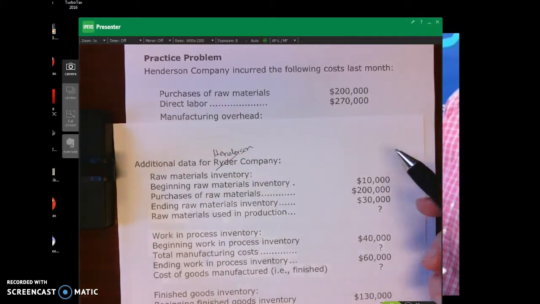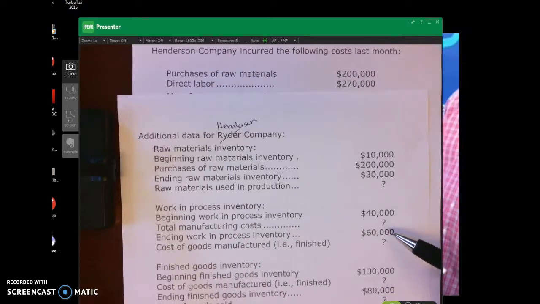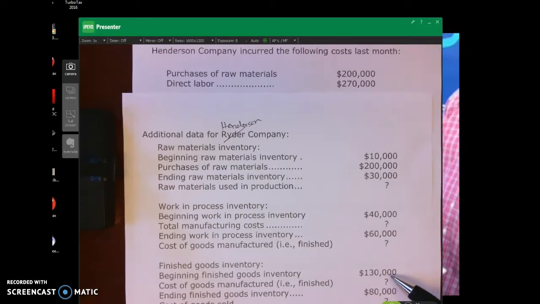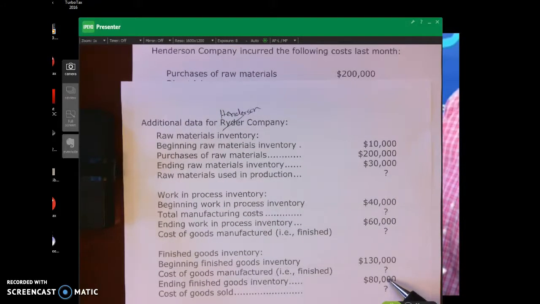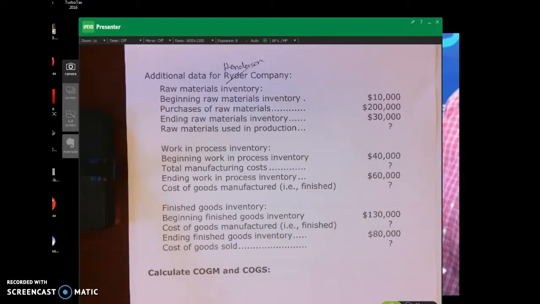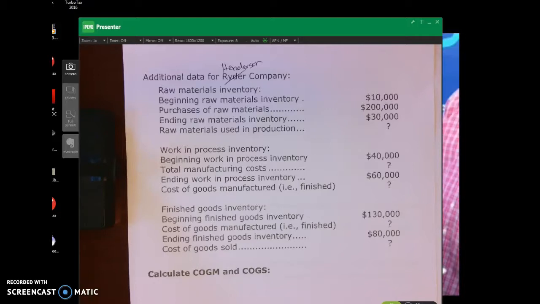So we have our purchases of raw materials, and then we have our ending raw materials right over here, and then we have our beginning work in process, total manufacturing costs, ending work in process, and then cost of goods manufactured, beginning finished goods, cost of goods manufactured, ending finished goods, and then calculate cost of goods sold. So what I want to do is go through and complete these question marks and calculate out cost of goods manufactured and cost of goods sold.